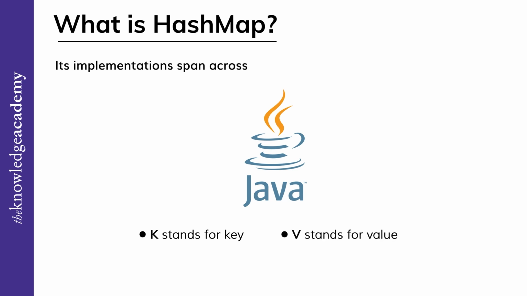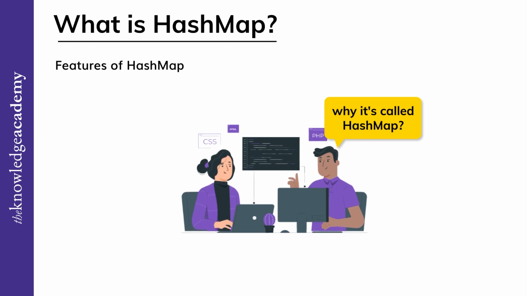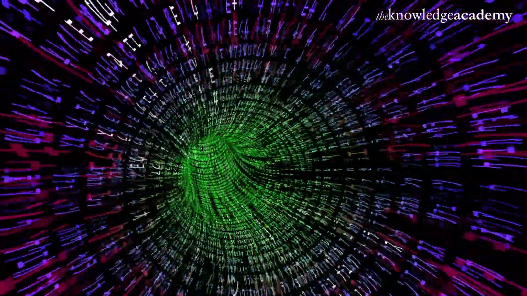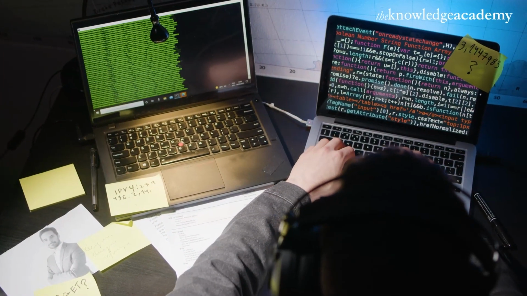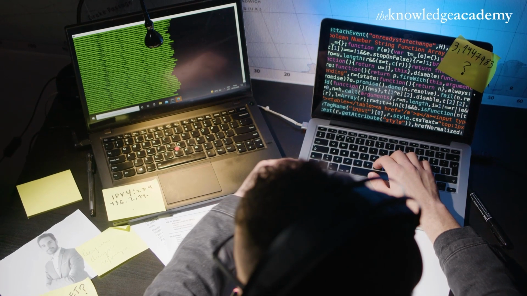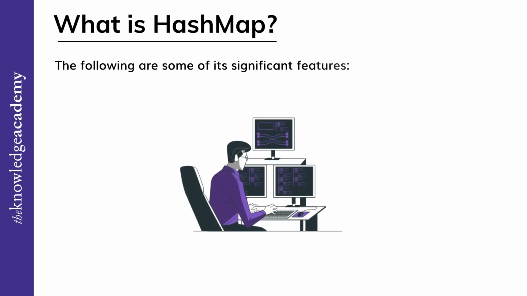Now let's dive in and take a closer look at the features of HashMap. First of all, let's talk about why it's called a HashMap. Java HashMap was termed so because it uses a technique called hashing. Hashing is used for converting a large string to a small string that represents the same string in Java. The following are some of its significant features.